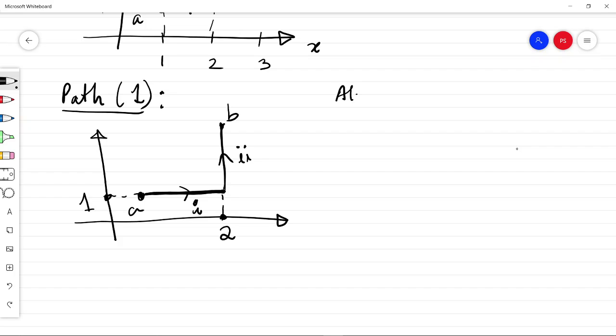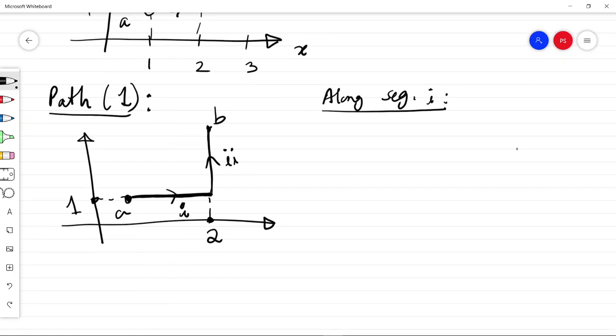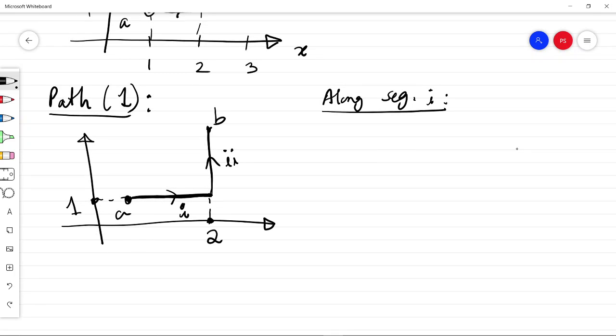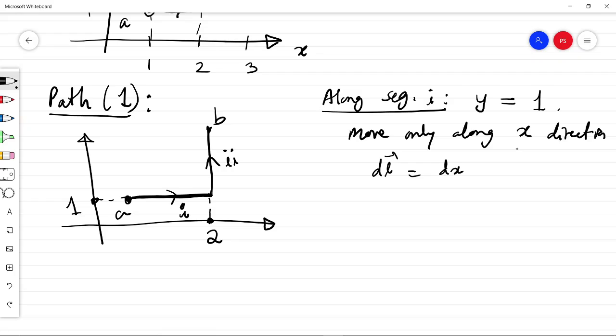So along segment I, we see that the y coordinate is fixed. It has a value equal to 1. Further, since we move only along the x direction, dl bar, which was originally dx x cap plus dy y cap, gets further simplified to dl bar equal to dx x cap.